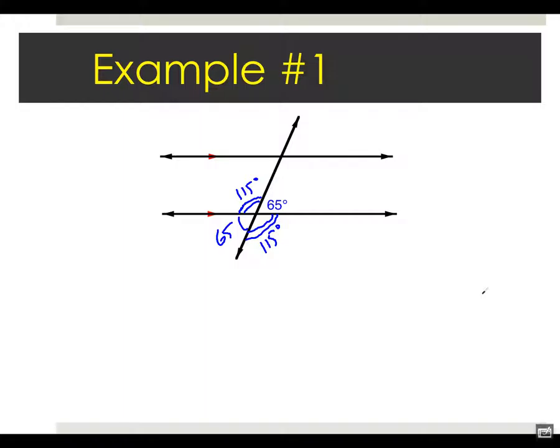Now, how big is this angle? 65. Give me a couple reasons why that angle is 65. Because the other angle is 65, the one below it. And what kind of angles are those, Tom? They're congruent. They are congruent, yes, but what pair of angles are they? They're the CIA angles.